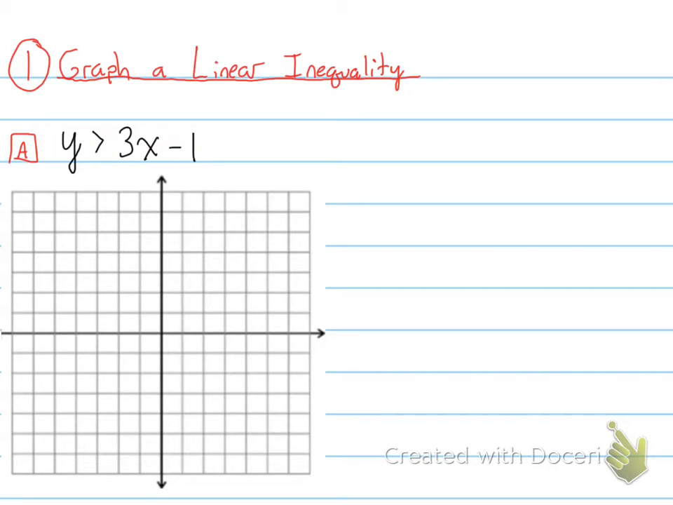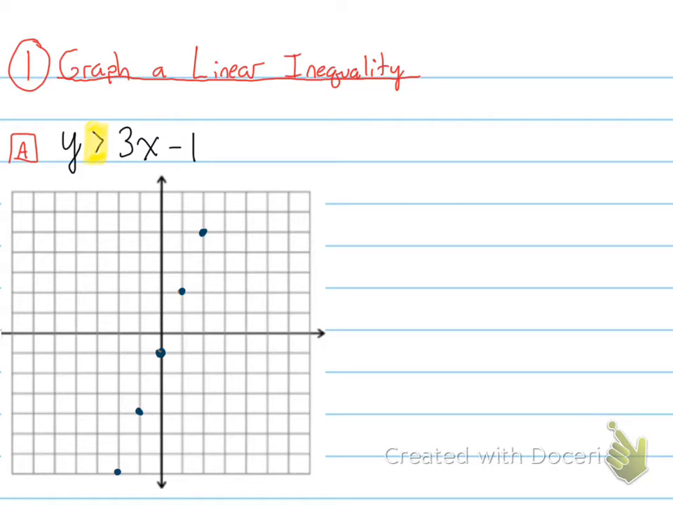So for y is greater than 3x minus 1, this is easy in the sense that this is already in slope-intercept form, so I could just go ahead and graph from here. My y-intercept is -1, so I'm going to plot my first point there. And my slope is 3, so I count up 3 over 1. So I'm going to keep doing that for the rest of my graph.